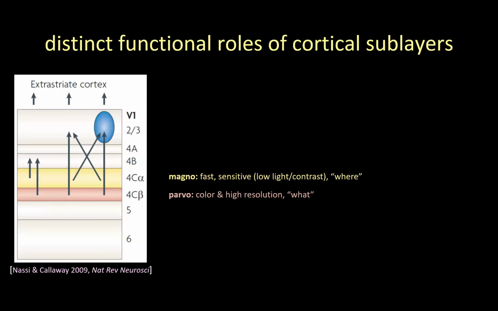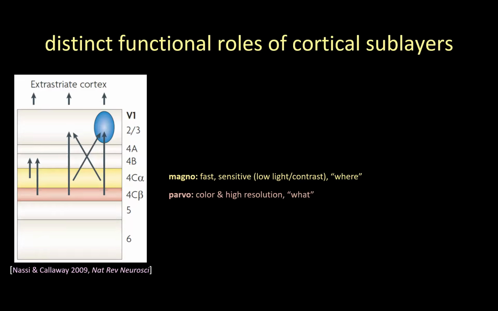And so, as Jonathan mentioned, there are distinct functional roles of different cortical layers as well as cortical sublayers, right? So we see here in this diagram that there are different ways to both lump and split cortical layers. We see that layer 2 and layer 3 are lumped together into functional layer 2/3. We see that layer 4 is split.